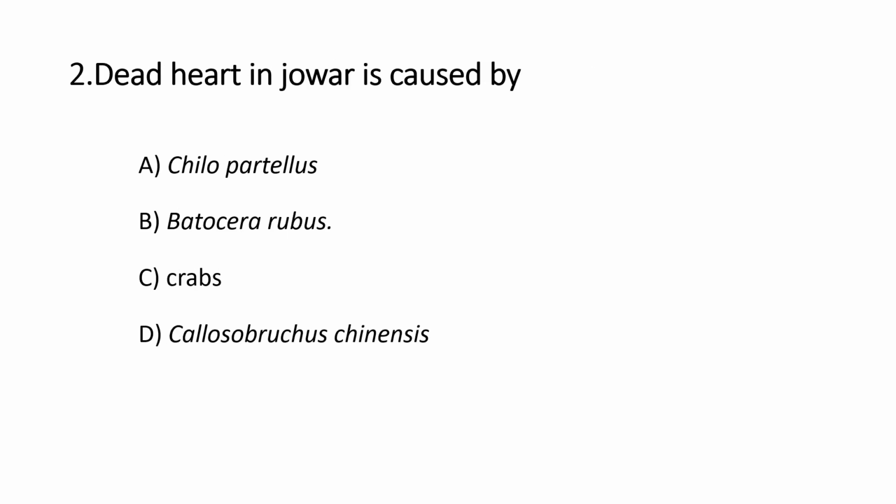Next, dead heart in Java is caused by, options are Chilopartellus, Batocera rufomaculata, crabs and Callosobruchus chinensis. See this dead heart in Java is caused by Java stem borer, and the scientific name of this Java stem borer is, here the correct option is Chilopartellus. So we call Chilozonilus. This Batocera rufomaculata is the scientific name of mango stem borer. Crab is the non-insect pest of plant. Then Callosobruchus chinensis is the scientific name of pulse beetle.